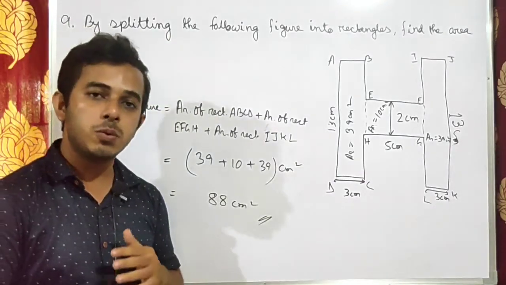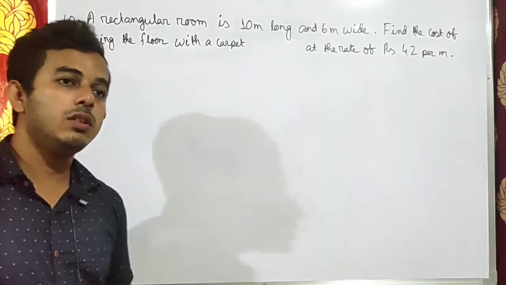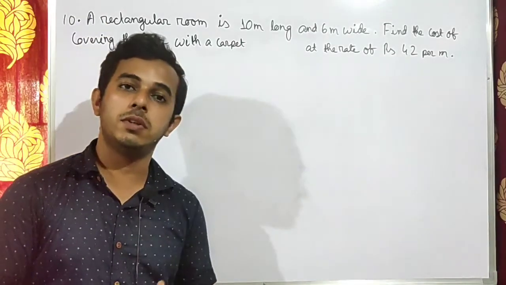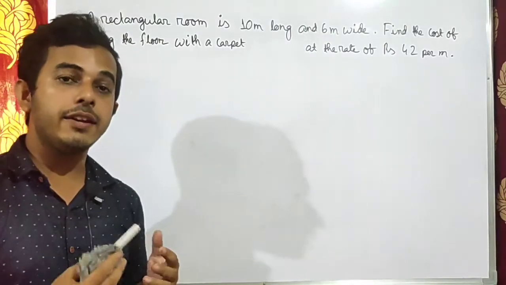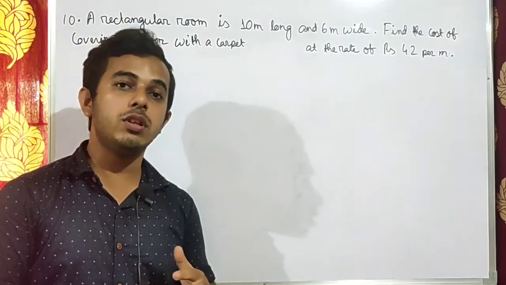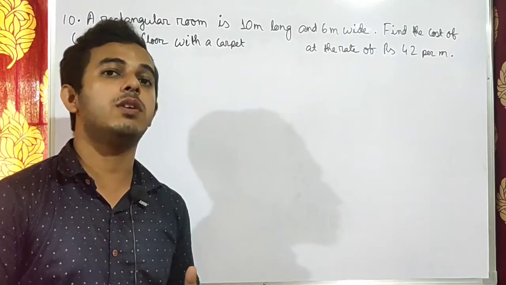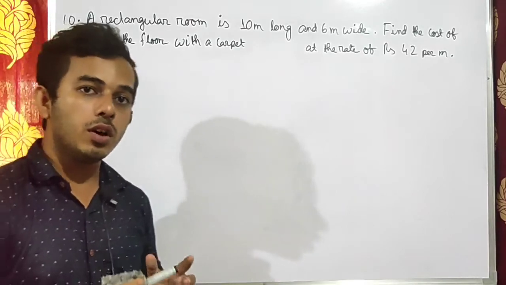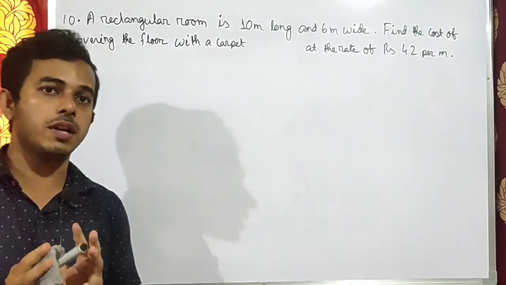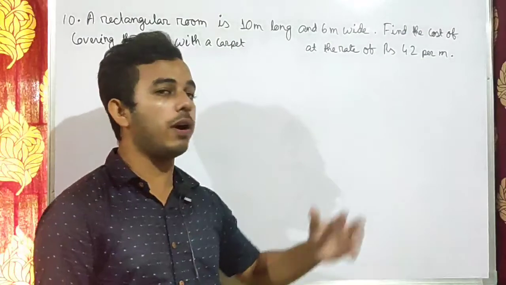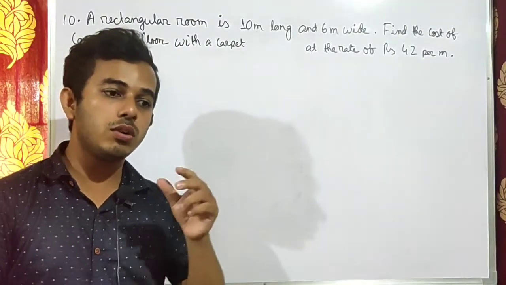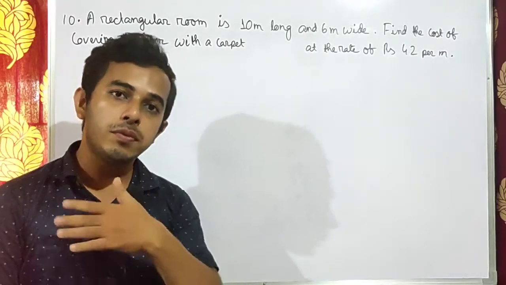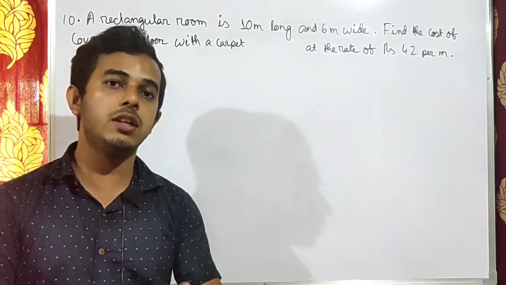Okay, so now let's move to our next question, that is question number 10. Our next question is about a room. Here the length of the room is 10 meter, breadth is 6 meter, and we want to carpet the floor of that room. Okay, so carpeting the floor will certainly cost some rupees, right? So here the cost is rupees 42 per meter. That means if we want to carpet 1 meter, it will cost rupees 42. Now we have to find the total cost of carpeting the room.